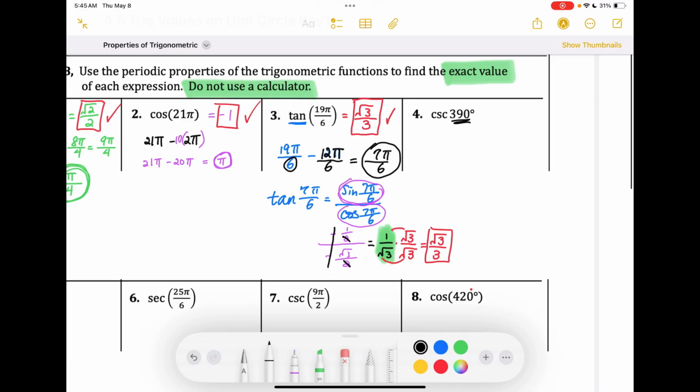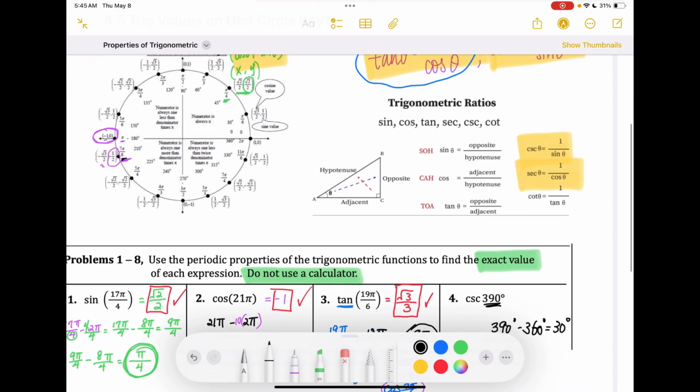Moving on. Next one, as you can see here, is 390 degrees. That's way too big. So what can we do? Well, on the unit circle, 390 degrees minus 360 degrees. What do we get? We get 30 degrees.